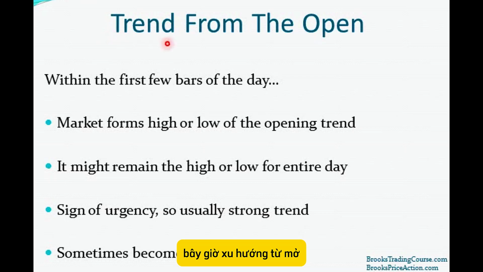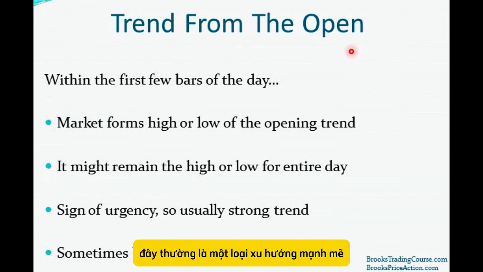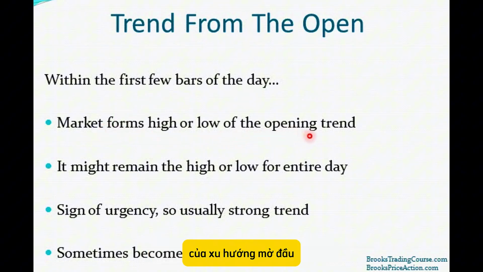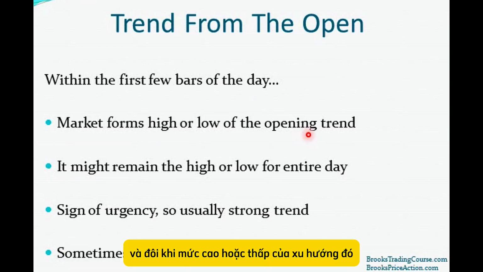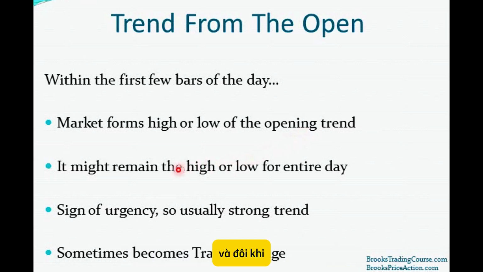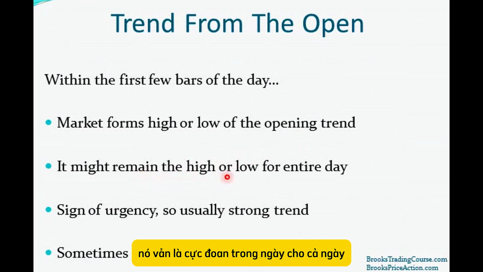Now, a trend from the open. This is often a strong type of trend. Within the first few bars of the day, sometimes the very first bar of the day, the market forms either the high or low of the opening trend. The market often forms a trend in the first hour or two, and sometimes the high or low of that trend can begin with the very first bar, and sometimes it remains the extreme of the day for the entire day. And it's a sign of urgency.